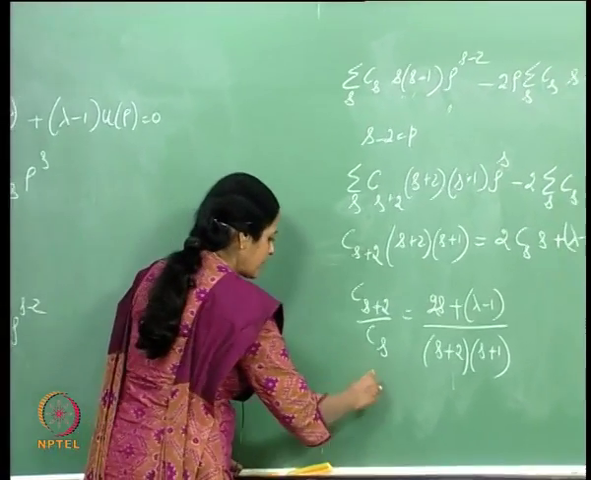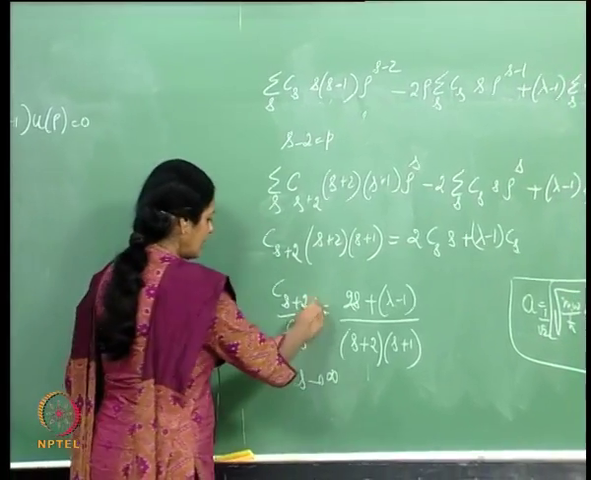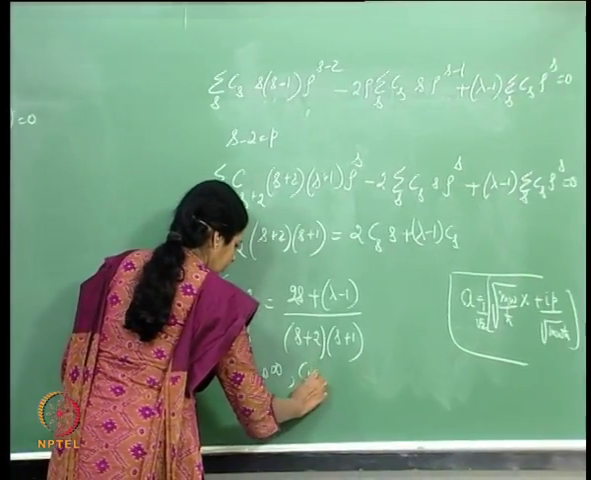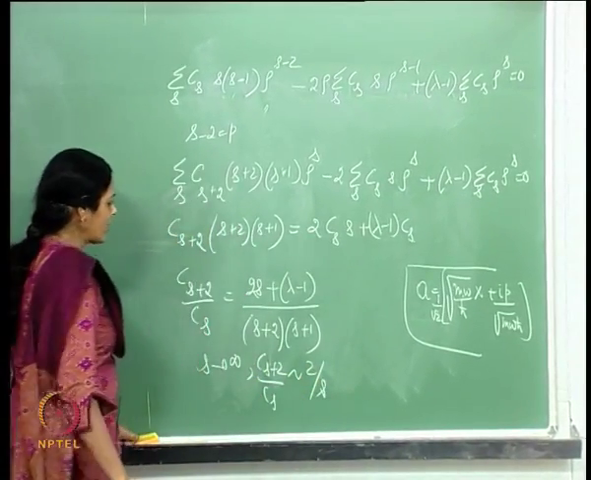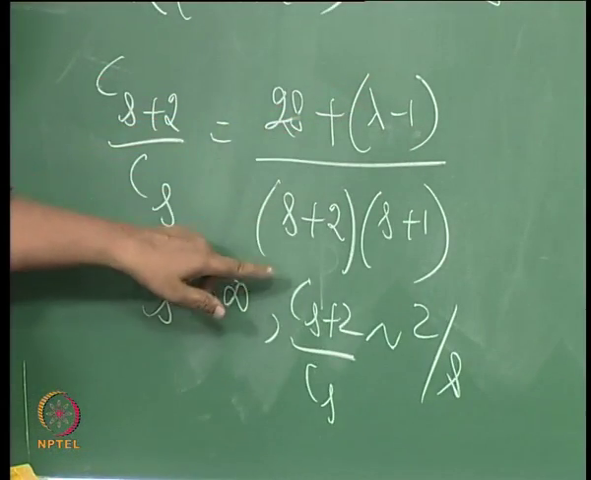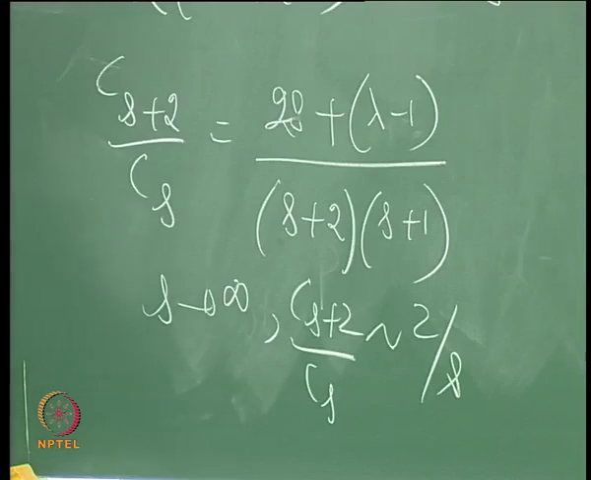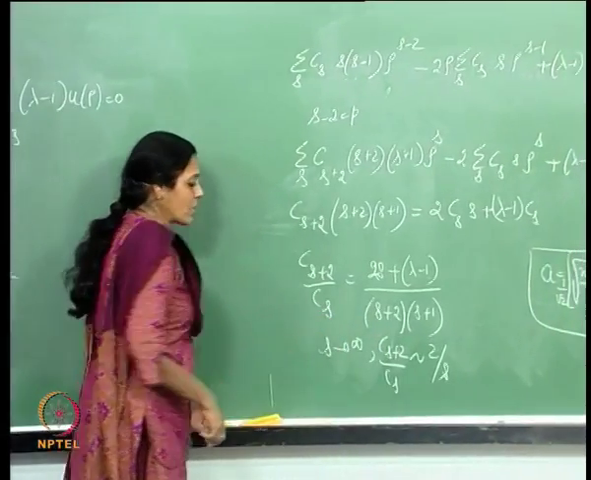For large s, this ratio goes as 2 by s, because I have a 2s that is negligible compared to the s squared in the denominator, which is the leading term, and therefore I get an s by s squared, which is 1 by s. So for large s, this goes as 2 by s.